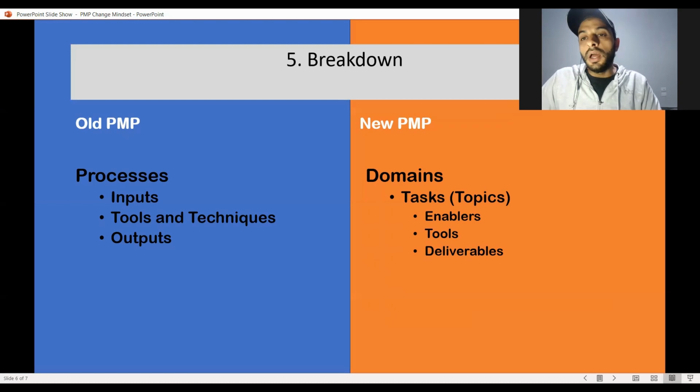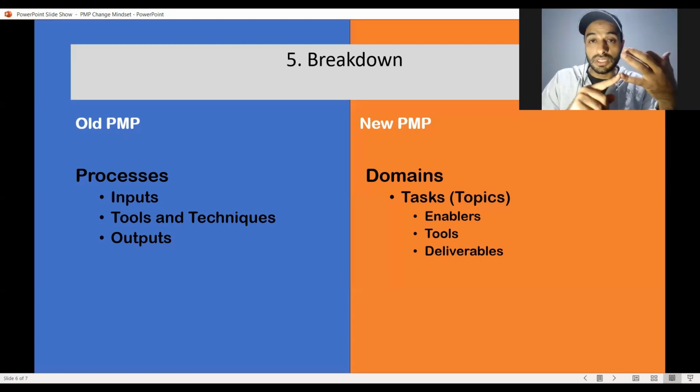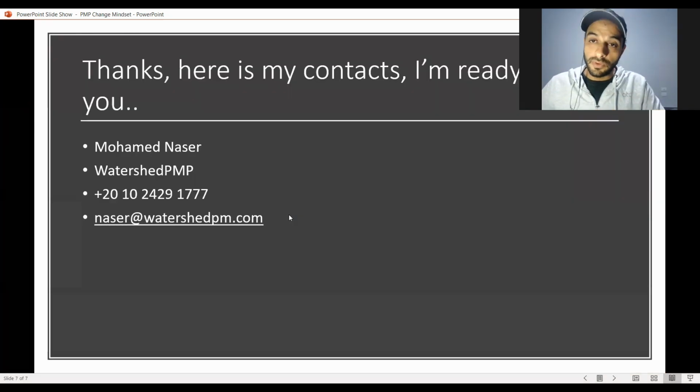Also, each task contains some tools you need to use to achieve the delivery. So we have three domains: people, business environment, and process. Each one of those has some tasks or topics, and each topic has enablers, tools, and deliverables.